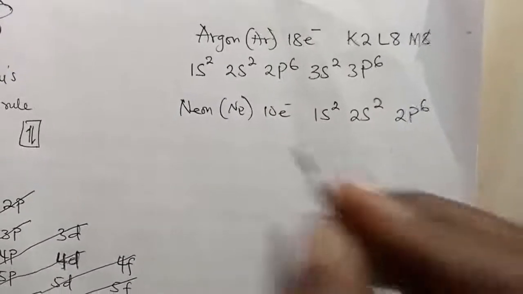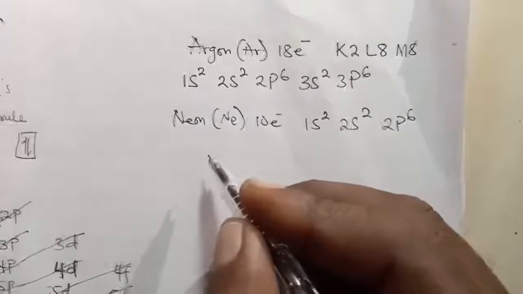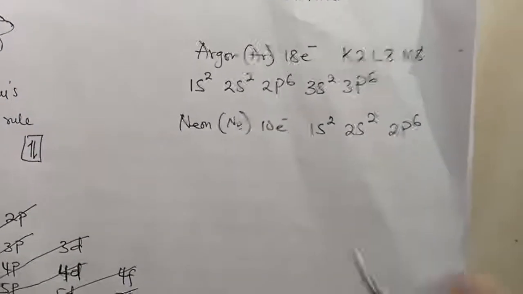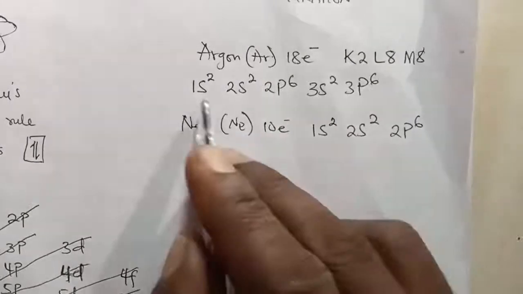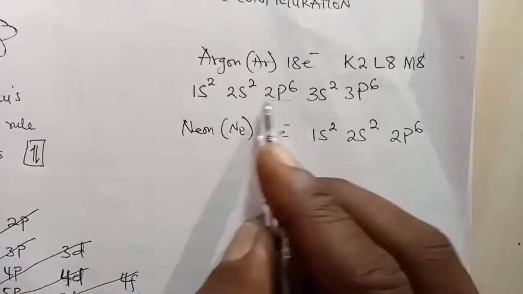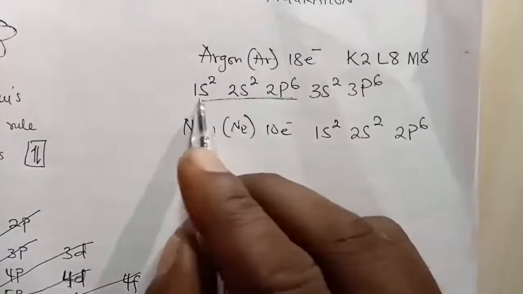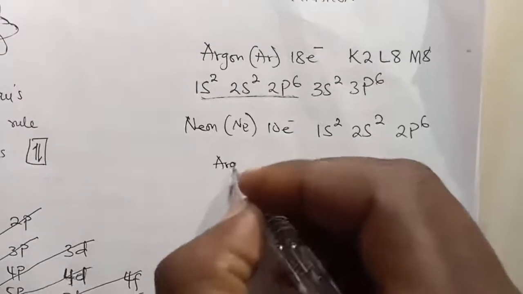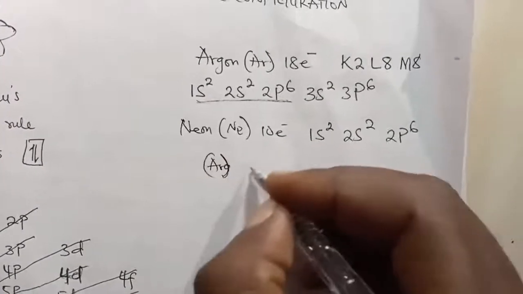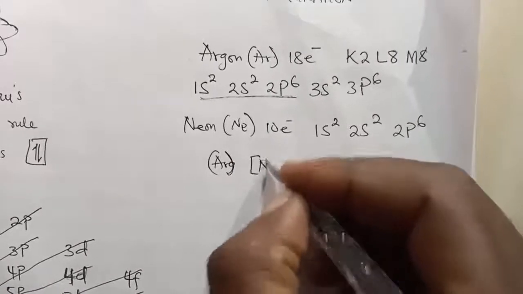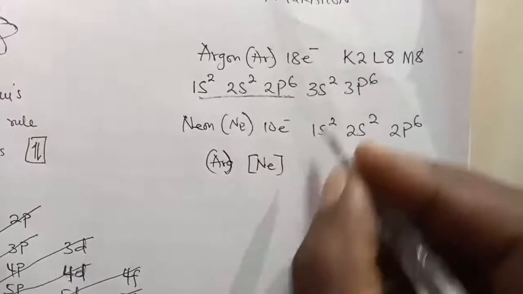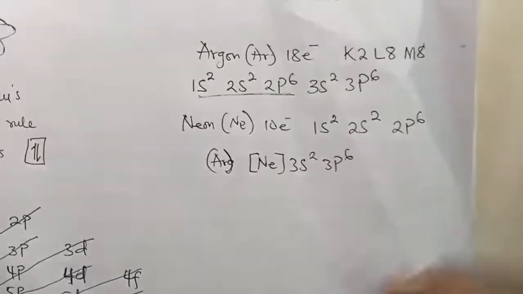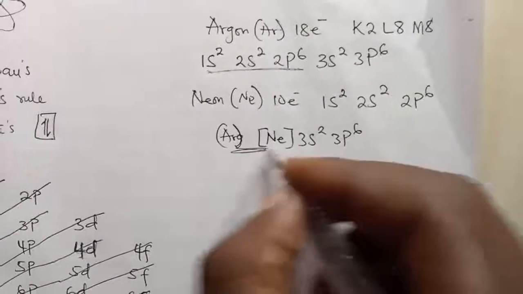That is why sometimes argon can be written as, because if you look here, you can see this is neon. This is neon. So you can write argon as neon, then you now write 3s2 3p6. This is another way you can write argon.